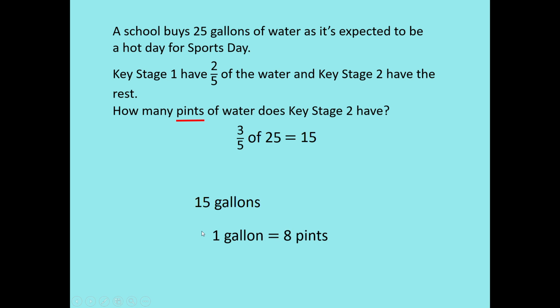Uh-oh, remember 1 gallon is 8 pints. What am I going to do now? I have to multiply that by 8. 15 times 8 is 120 pints. That's a lot of water for thirsty children.